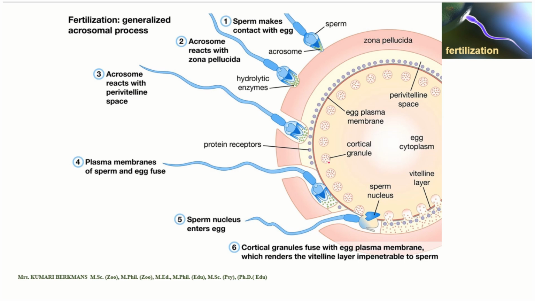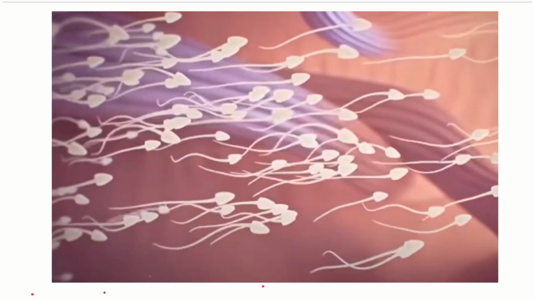There you can see the cortical granules. These granules fuse with the membrane, the zona pellucida, as well as the vitelline membrane, which becomes very thick and never allows other sperm to enter into the egg. You can see the sperm movement. I will show you how the sperm is moving from one area to another.